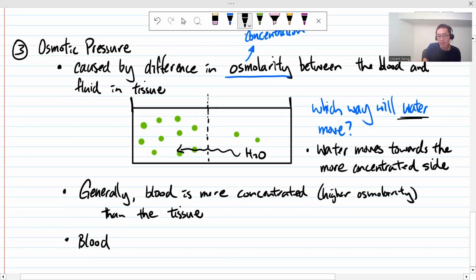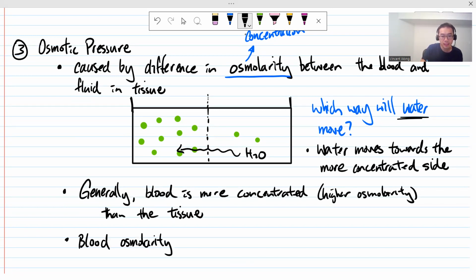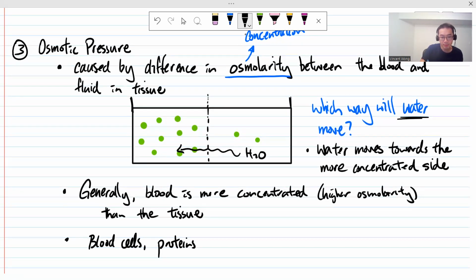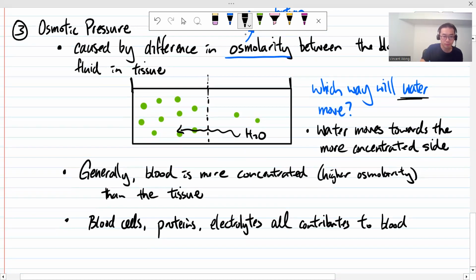And what's creating this concentration? Sorry, let me write that again. Okay, so blood cells, proteins, electrolytes, all contribute to blood concentration.